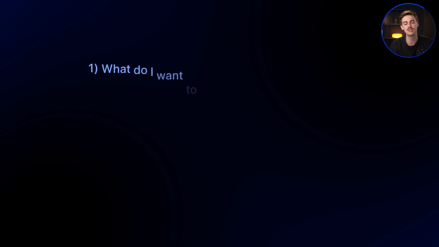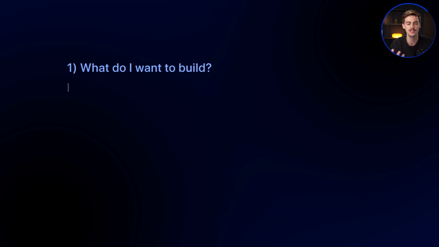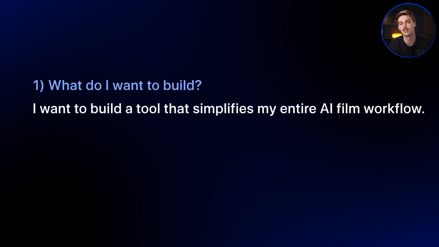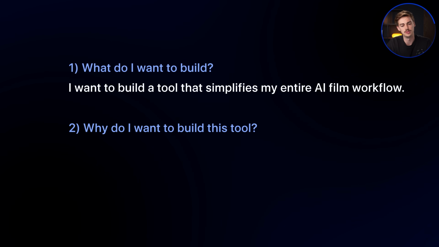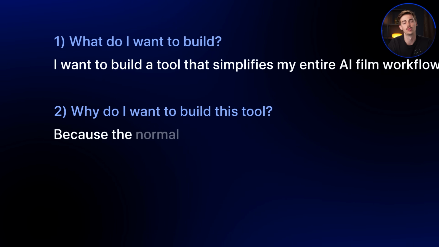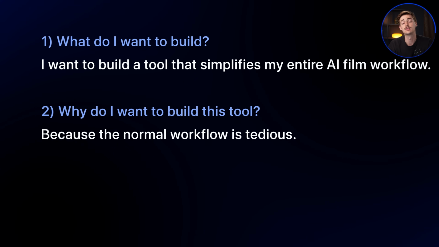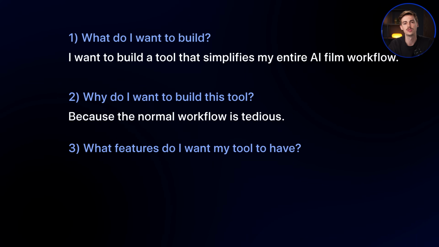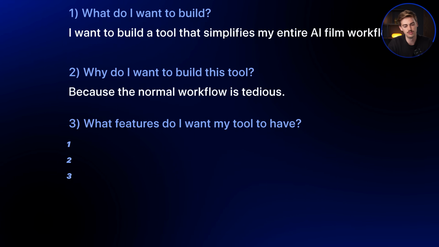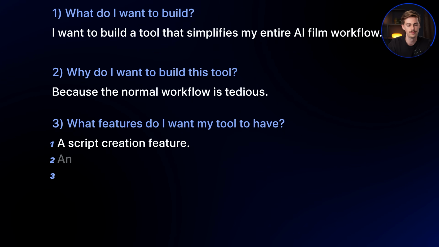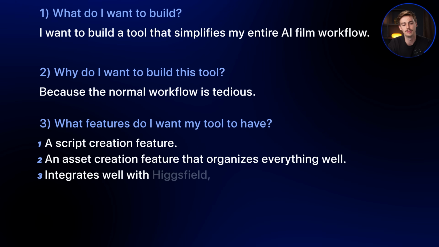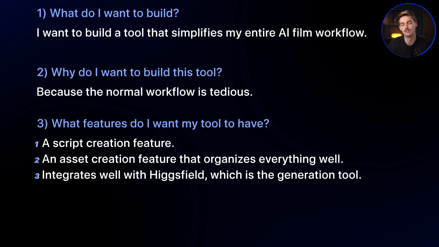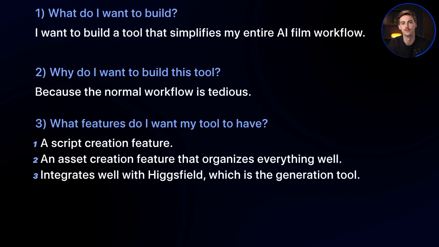First, you need to answer, what do you want to build? So for me, I want to build a tool that simplifies my entire AI film workflow. The second question you need to answer is, why do I want to build this tool? For me, the answer is because the normal workflow is tedious. And the last question is, what kind of features do I want to have in my tool? So for me, it's 3 things. It's a script creation feature, it's an asset creation feature that organizes everything well, and it implements well with Higgsfield, with the generation tool, so that I don't have to go back and forth all the time.